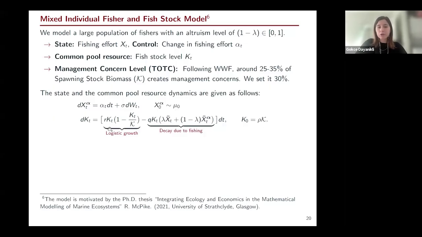And we model here a logistic growth, and we model a decay due to fishing, and the fishing is affected by the fishing effort, the average fishing effort in the population. Since we are doing the mixed individual with the altruism level of 1 minus lambda, they are seeing with the 1 minus lambda weight their effect on this distribution. And with weight lambda, they don't see their effect. This part is taken exogenously.